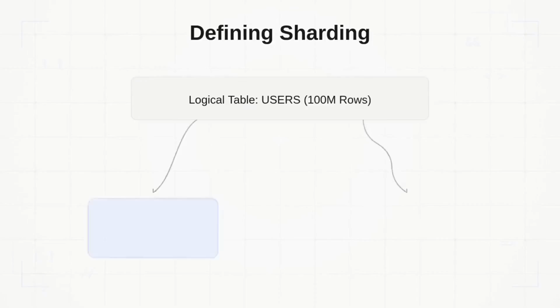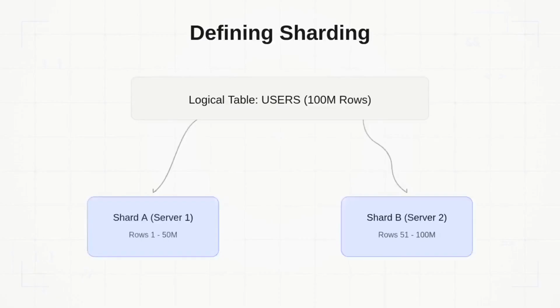Sharding is the process of breaking up a large logical dataset into smaller, more manageable pieces called shards. Unlike partitioning, which often happens within a single database instance, sharding implies that these pieces are distributed across entirely different physical machines. Imagine a users table with 100 million rows. In a sharded architecture, we might put users 1 through 50 million on server A and 51 through 100 million on server B. Each shard is its own independent database.